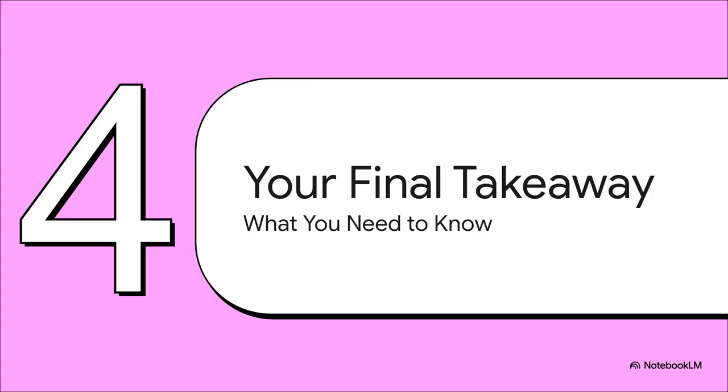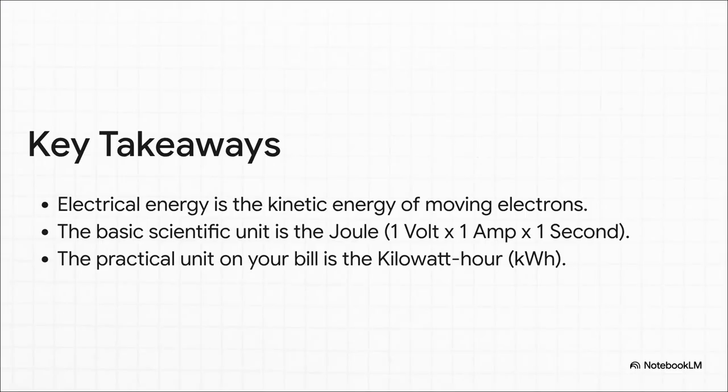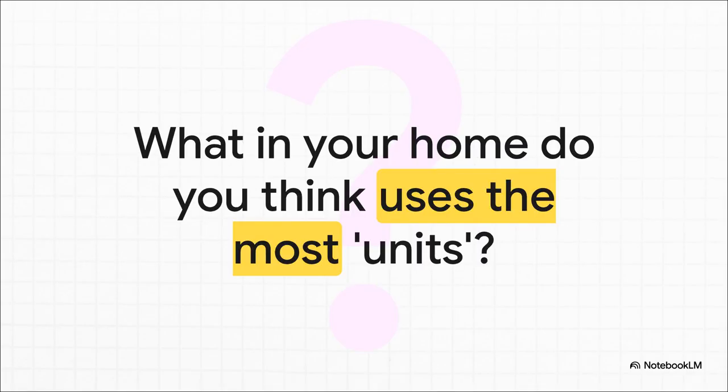All right, I know that was a quick journey from tiny little electrons all the way to our electricity bills. So let's just take a second and recap the most important things we've covered. So if you're going to remember just 3 things, make it these. First, electrical energy is basically the kinetic energy of electrons on the move. Second, the tiny scientific unit for measuring it is the joule. And third, the practical, real-world unit that shows up on your bill is the kilowatt-hour, which everyone just calls a unit.